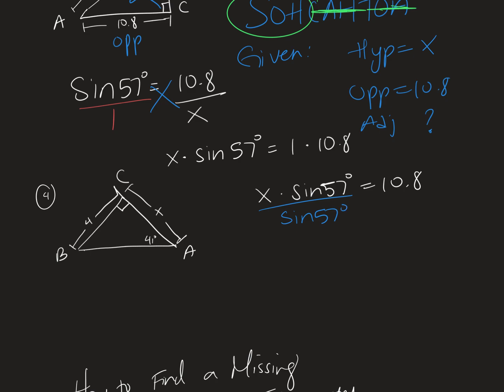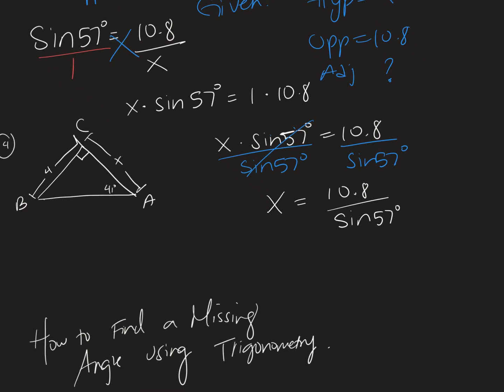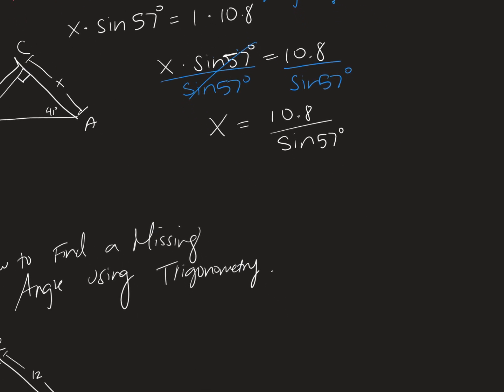You cannot separate the sine and the 57. They have to be together. Okay, and so that makes x equals 10.8 divided by the sine of 57. Notice where the trig function lands when you have x in the denominator. Now we're going to do 10.8 divided by the sine of 57.